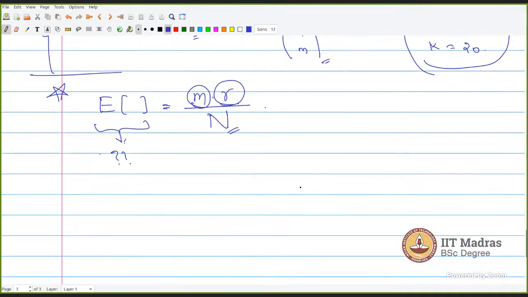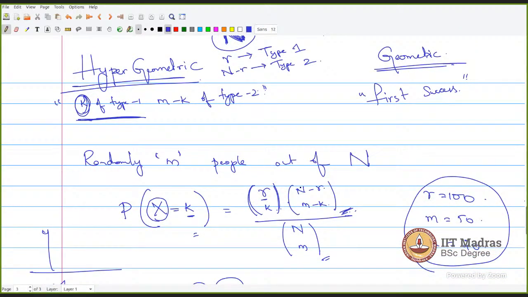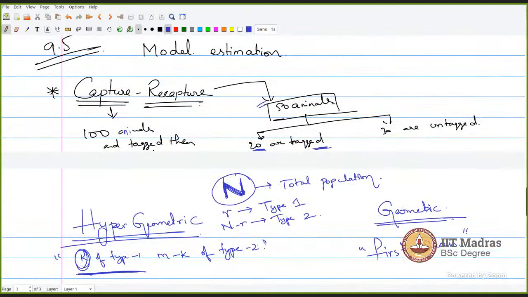So are we worried about R? R is fixed, right? Initially I have tagged 100, so my R is 100. R is not a random variable. What else is a random variable? In this particular recapture, the 20 tagged is a random variable, you see.